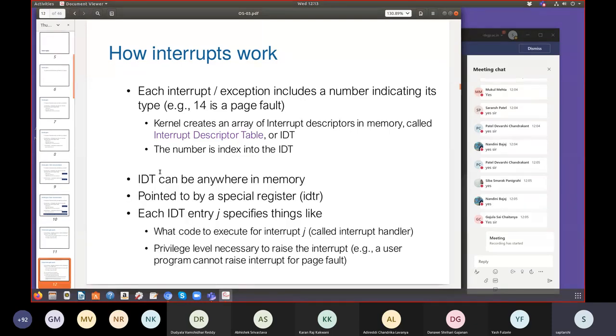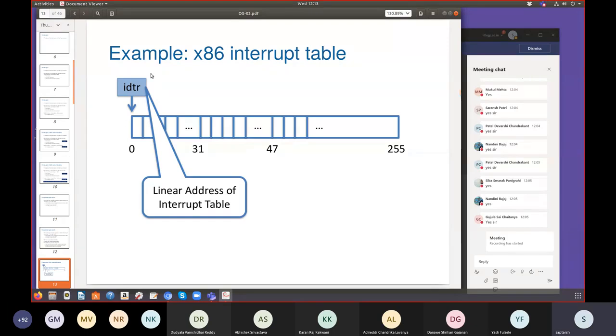Now the IDT can be anywhere in memory and it is pointed to by a special register, the IDTR. So at any point of time, the CPU can figure out where the IDT starts because the start of the IDT is in a special register. The picture is something like this, a pictorial representation of the x86 interrupt table. This is the IDT somewhere in memory. Till a certain point of time at least, Intel processors used to define 255 interrupts. There is this special register called IDTR, which points to the starting address of the interrupt table, and these numbers are the interrupt numbers. And what does this IDT contain?